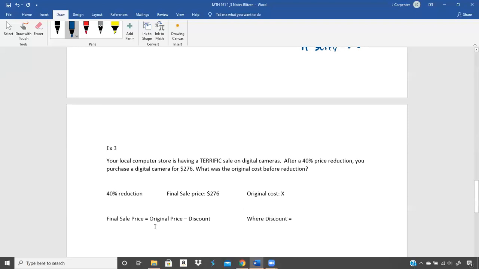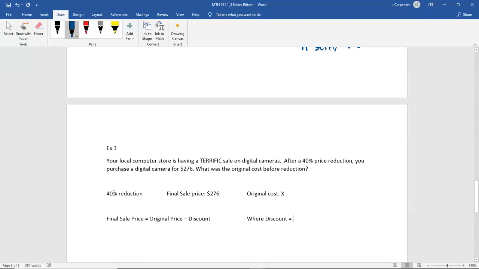Now, it's not just take the original price in dollars and subtract 40%. That's not what a discount is. You can't take a dollar amount and subtract 40%. A discount is a percentage of an original price. Of, in math, that word generally means multiply. And generally, that's just how percentages are. We take a percent of something. So a discount is equal to the reduction times the original price.